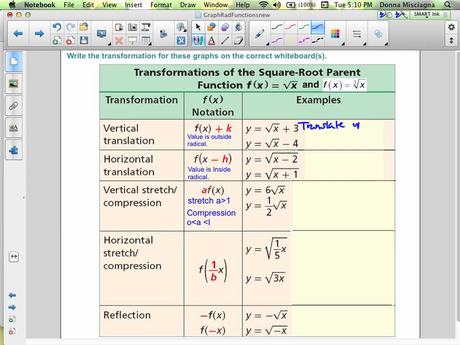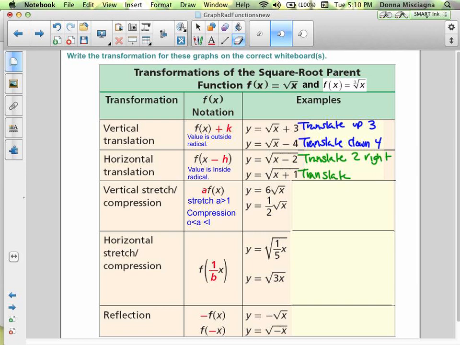So translate up 3, and this one was translate down 3. Down 4. Those were those transformations. If we add to x inside the radical, it's going to move it left and right. If it's negative, it is translating it to the right. So this is translate to the right, and this is translate 1 left. If we add something to x and it's positive, it's going to move it to the left.